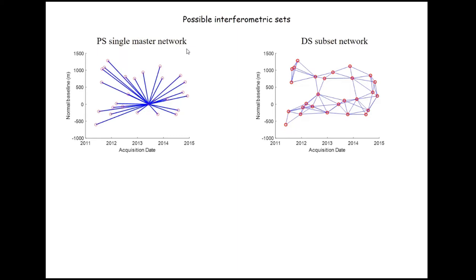So there is one question. Yes, David, please. For the DS subset network, the red point is a baseline of the SAR image. Every time the satellite acquires an image, it will have a baseline, or when we have two images, I am a little confused about the baseline definition in the DS network.